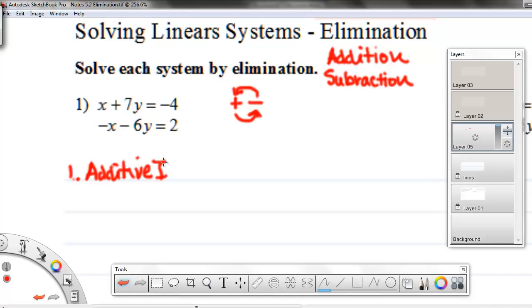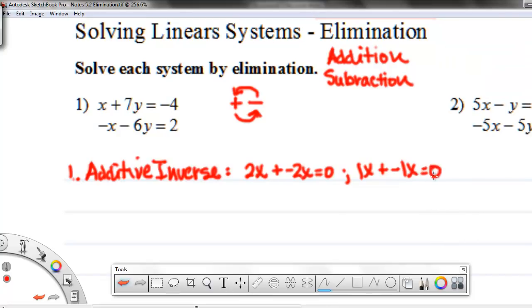And if you remember what the additive inverse is, it's basically two numbers that you can add together to get 0. So, for instance, if I have 2x and I add a negative 2x, I get 0. In this case, if I have 1x and I add a negative 1x, I also get 0. So the idea is this. We're going to use the additive inverse to get one variable to drop out, and it will leave one variable here.